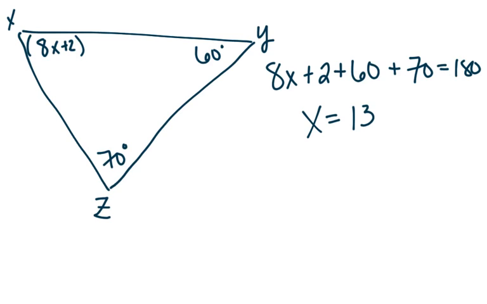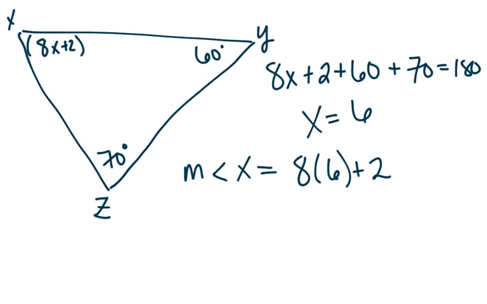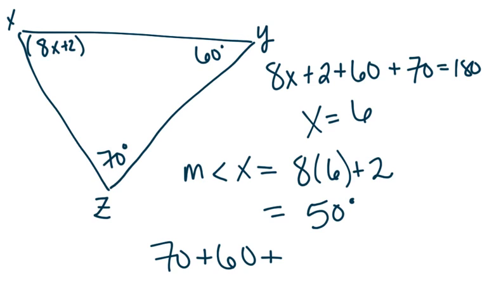Oh, I messed up there, I apologize. x is going to equal 6. If you want to find the measure of angle x, you can plug your value into the equation there, and you would get 50 degrees. Again, you can check: 70 plus 60 plus 50 better equal 180 degrees. So let's see if we've got that there. 13, 14, 15, 16, 17, 18. We've got it.